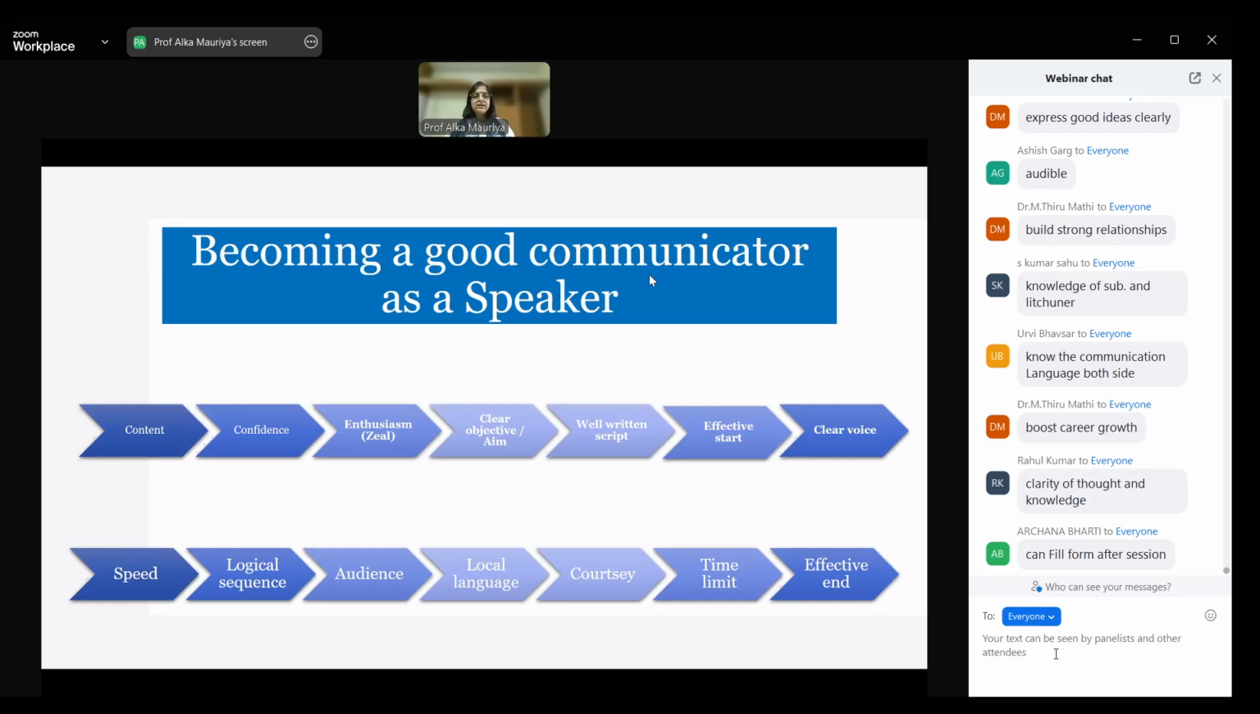At times, when we sit down to write a research paper, we start from one topic or one perspective, and when we finish, we are not able to relate what we have concluded with where we started. So it's very, very important that we have very clear objectives, so that we are focused on what content should be in our presentation. There should be a well-written script.